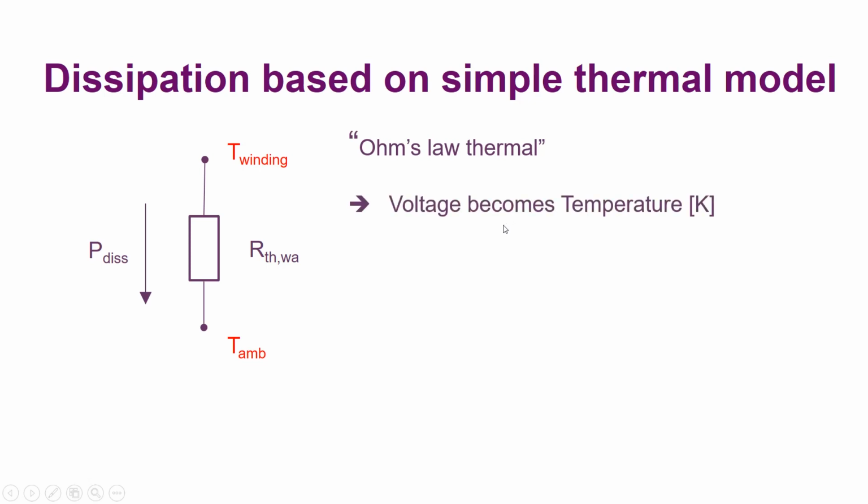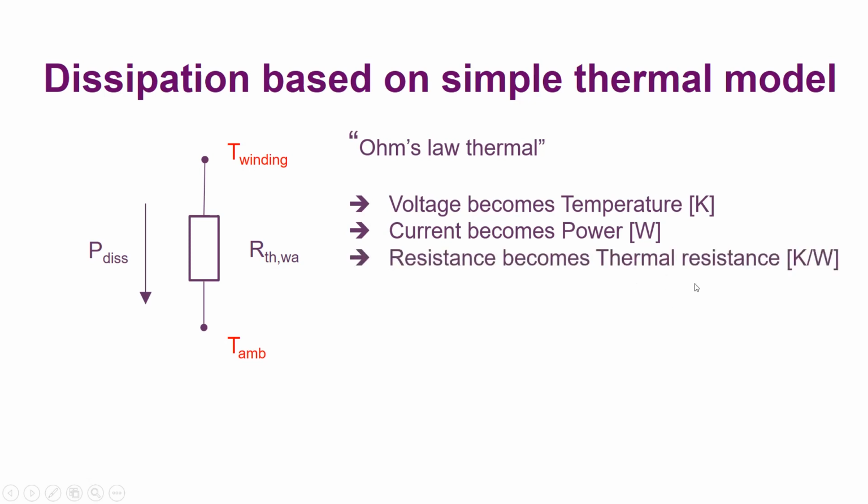And in that thermal Ohm's law, the voltage becomes a temperature, because in a normal situation when we have an ohmic resistance over here, this is a voltage. So the voltage becomes a temperature in Kelvin, and the current which flows through a normal resistance becomes the power dissipation which flows through the thermal resistance. So the current becomes power in watt, and then my resistance becomes a thermal resistance with the unit Kelvin per watt.